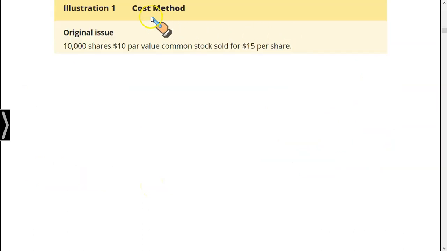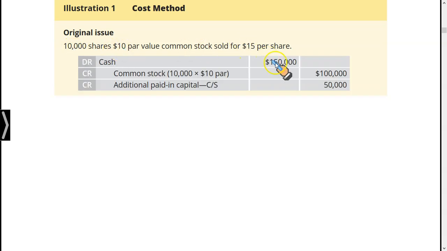Let's discuss. The cost method is the one that is used more extensively. About 95% of the issuers use the cost method. Now let us discuss how this is done. Let's say we have issued 10,000 shares with a par of 10 each, sold for 15 per share. Clearly, this additional $5 is the additional paid-in capital. So the entry will be: 10,000 times 15, 150,000 debit cash. The common stock has a par of 10, 10,000 times 10, 100,000, that is the common stock credited, and the difference between these two is the additional paid-in capital. Okay, now that was the original entry.